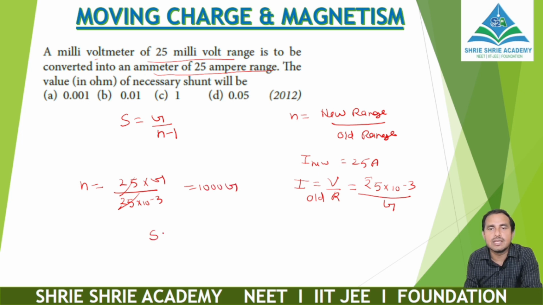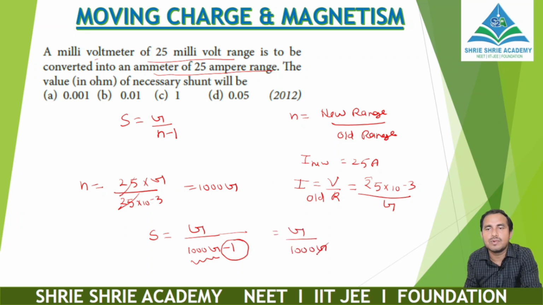Now shunt resistance S is equal to G divided by N minus 1. But actually you can neglect the 1, the reason is N is such a big value. So you can write G divided by 1000. 1 by 1000 is 0.001. This is the answer.